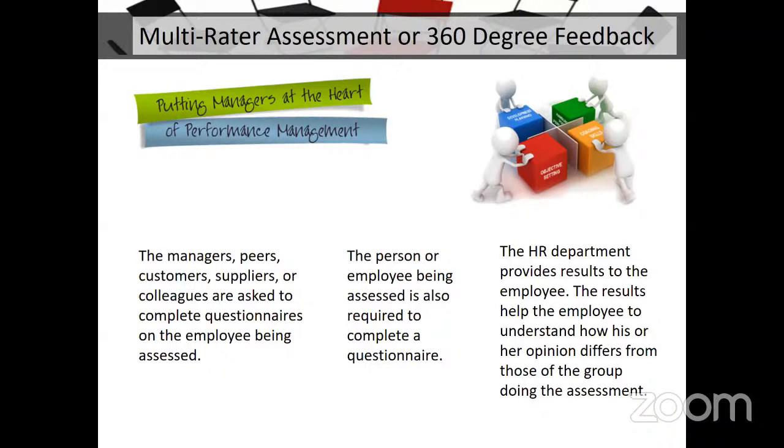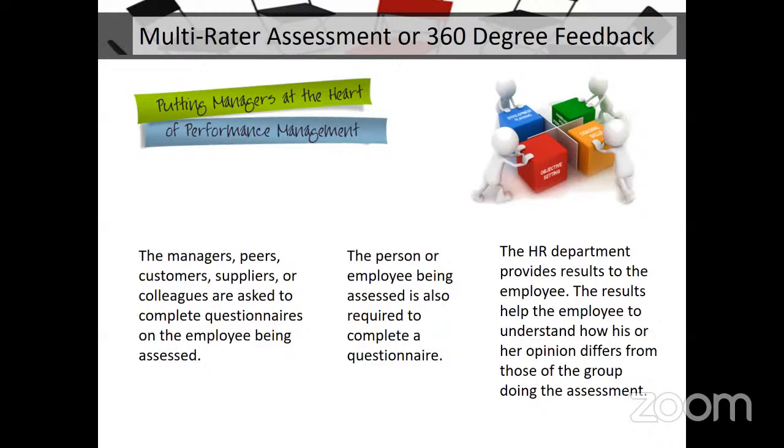And that's why we're saying that the managers, peers, customers, suppliers, or colleagues are asked to complete questionnaires on the employee being assessed. So you can imagine if me as the head of department, my colleagues are being asked to talk about me, if I don't buy in the system, trust me, I'm going to frustrate it. Because I'm also part of the 360 degrees. I'm like, what will they say about me? Everybody will want to know what they are saying about me. But they need to understand that it's not about Irene, it's about the set standards. And we need to be very clear about that. Let's not deviate from the objective of the whole system.